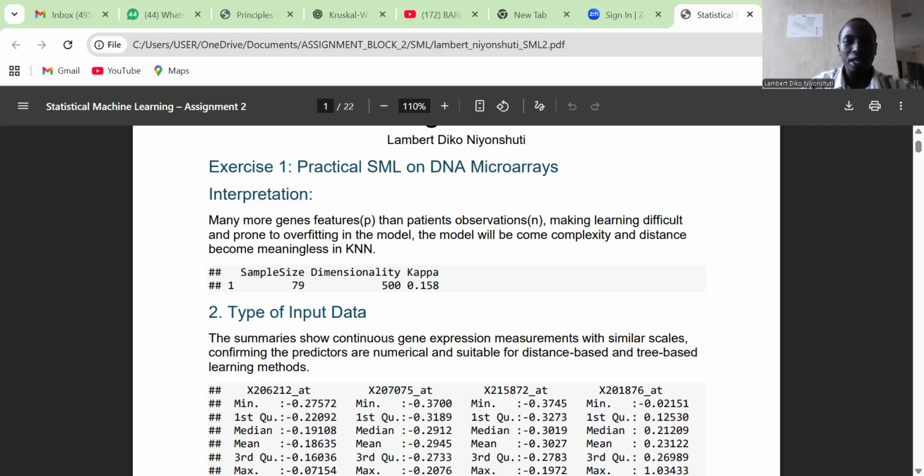When I look at the data set, I have 79 samples and 500 features. That means my K, which is N over P, is very small. That means the distance will be meaningless when I use the K-NN. Apart from that, I looked at the distribution of the data set.